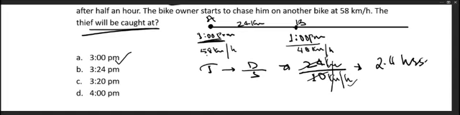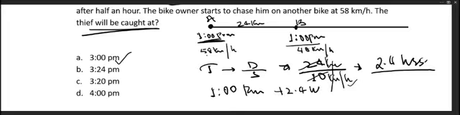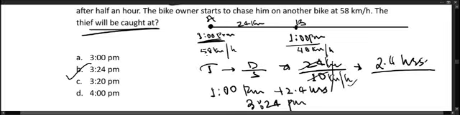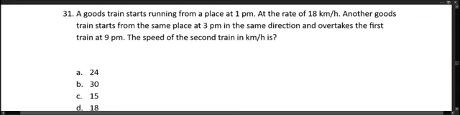2.4 hours, a very short method. It barely takes a few seconds to solve this type of question. So 2.4 hours is the correct answer. So from 1 p.m. plus 2.4 hours, that will be 3:24 p.m., because 1 hour consists of 60 minutes. So we get the answer as B, 3:24 p.m.